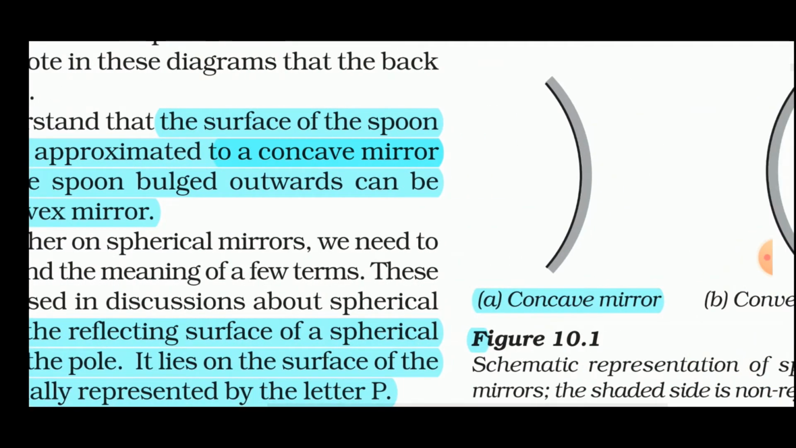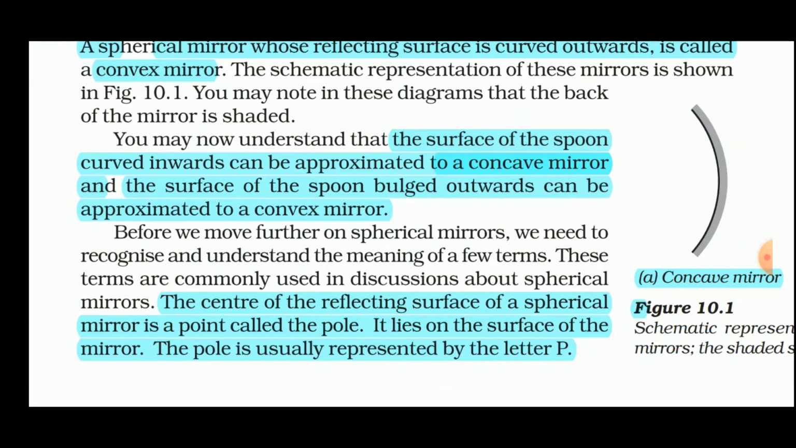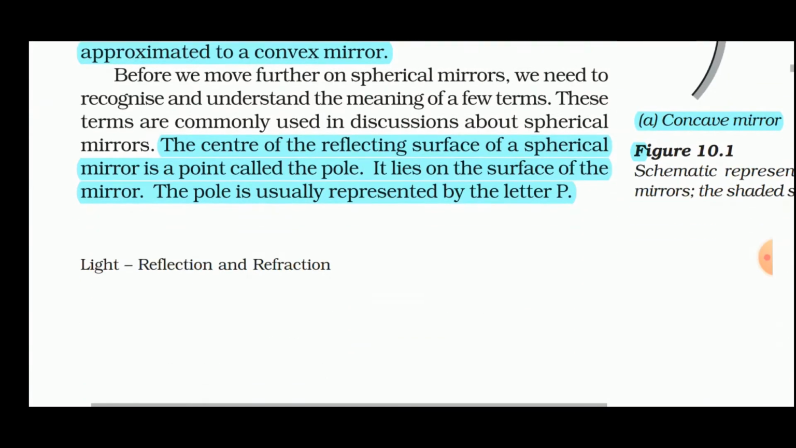Now we have to learn some terms related to spherical mirrors. First is the pole of the mirror. The center of the reflecting surface of a spherical mirror is a point called the pole. It lies on the surface of the mirror. The pole is usually represented by the capital letter P.